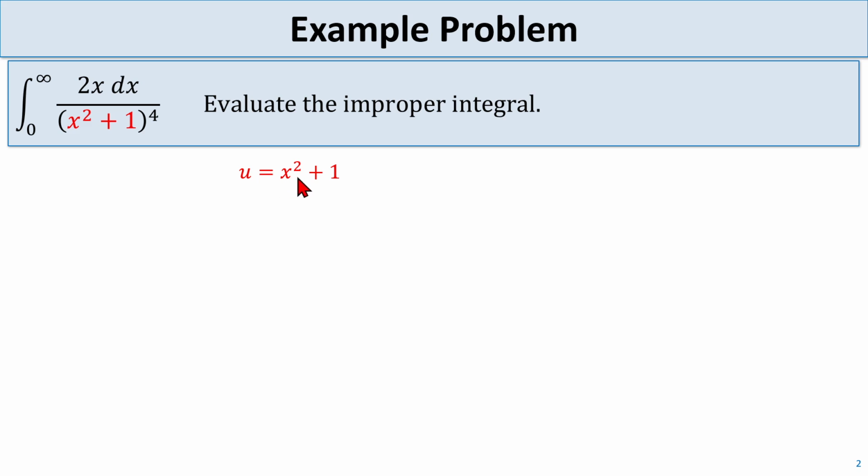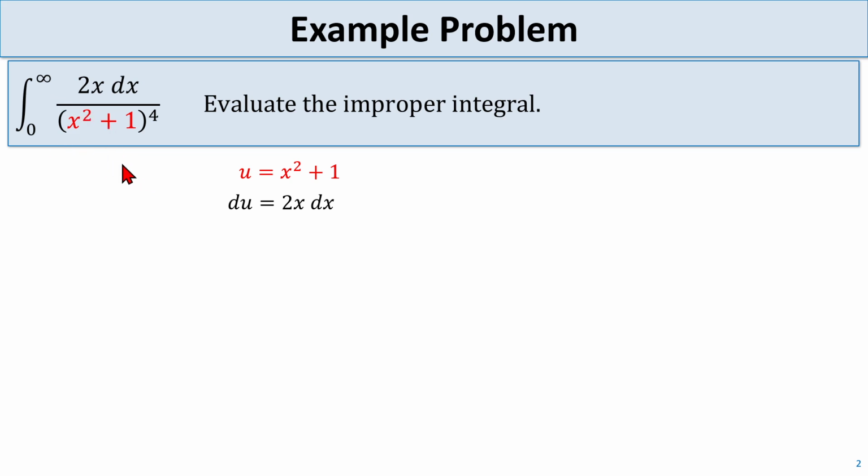So if I let u be x squared plus 1, then of course du is going to be 2x dx. And fortunately, that is exactly what the numerator is, so that will simplify nicely. But also, since there are limits of integration, when we do our substitution, we need to change those limits of integration.